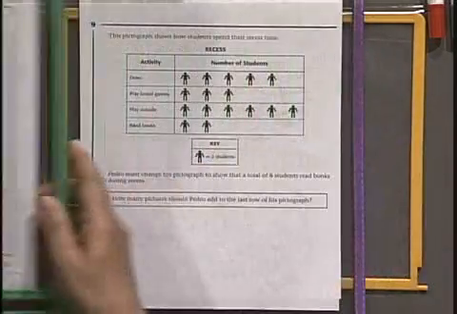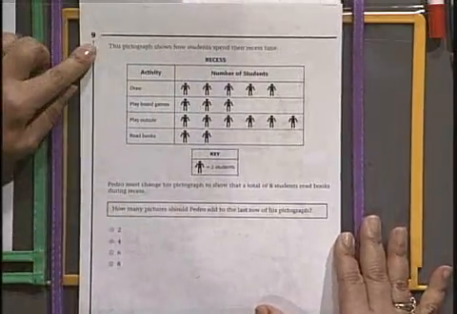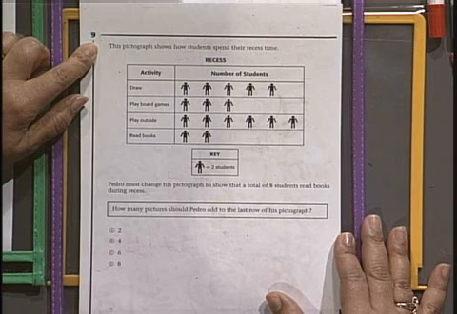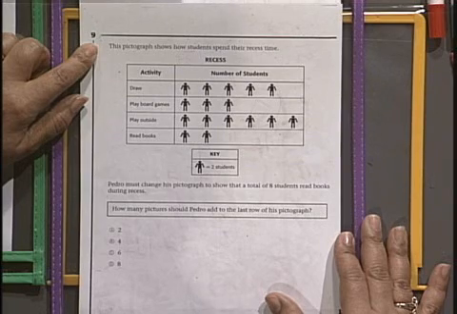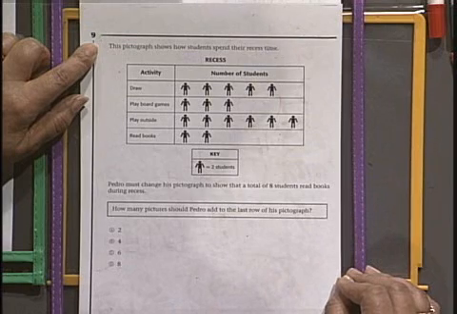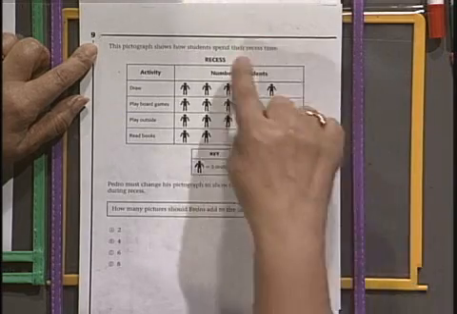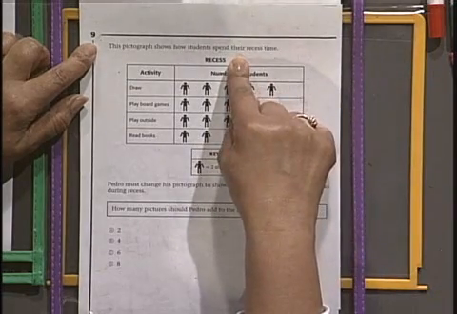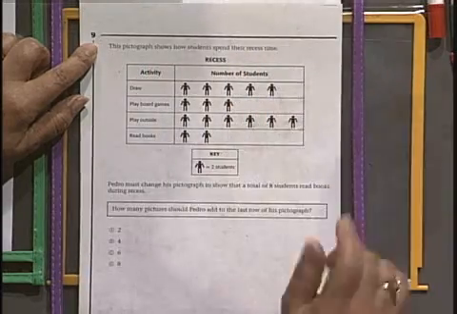And I've enlarged it so that we might be able to see it a little bit better. And this question says, this pictograph shows how students spend their recess time. So I was a little bit confused. Let me reread. That's always a good strategy to use. Absolutely. This pictograph shows how students spend their recess time. So we know here, read the labels of our diagram, recess, activity, and number of students.